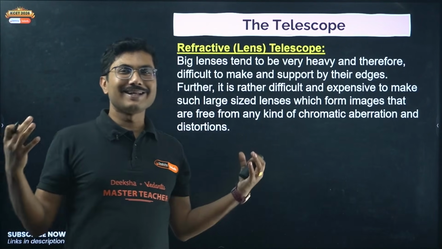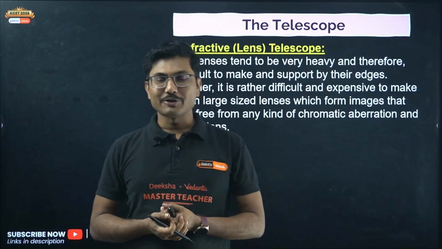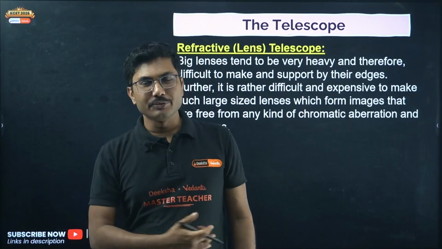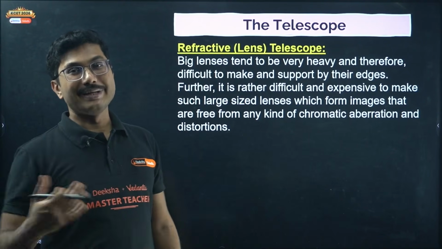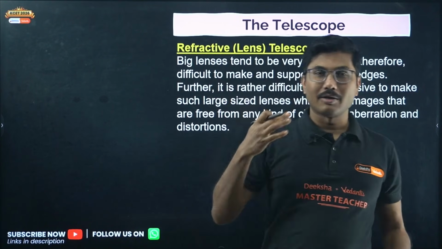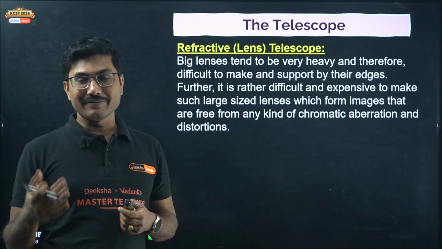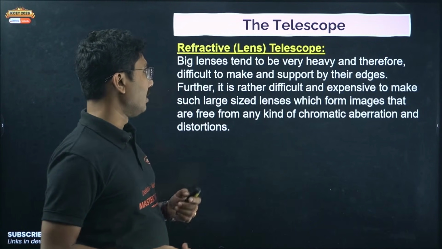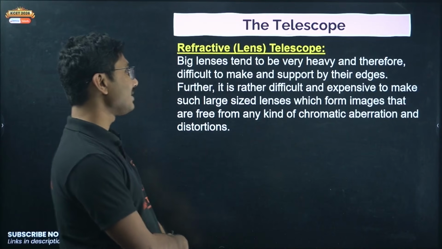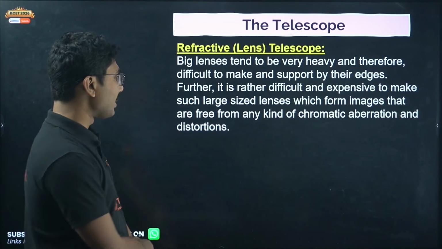Now the bigger the lens, the more glass it uses, mostly some high quality glass, and because of that the weight of that glass piece is very high. So we generally do not use a very big focal length. We cannot create refractive telescopes which are able to produce very highly magnified images. Further, it is rather difficult and expensive to make such large size lenses which form images that are free from any kind of chromatic aberration and distortion.